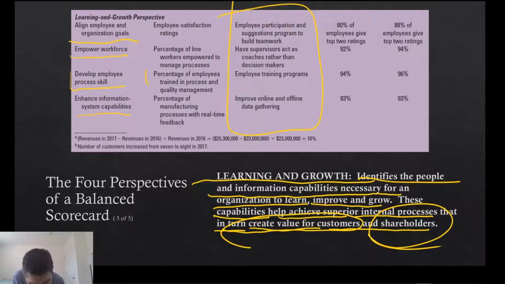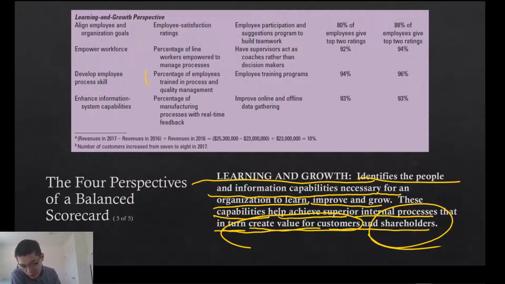Employee participation and suggestion program to build teamwork and have supervisors act as coaches rather than decision makers. An employee training program and improving online and offline data gathering. So this specifically is talking about the enterprise resource planning information system, the ERP system. And the accounting information system is part of that ERP system.